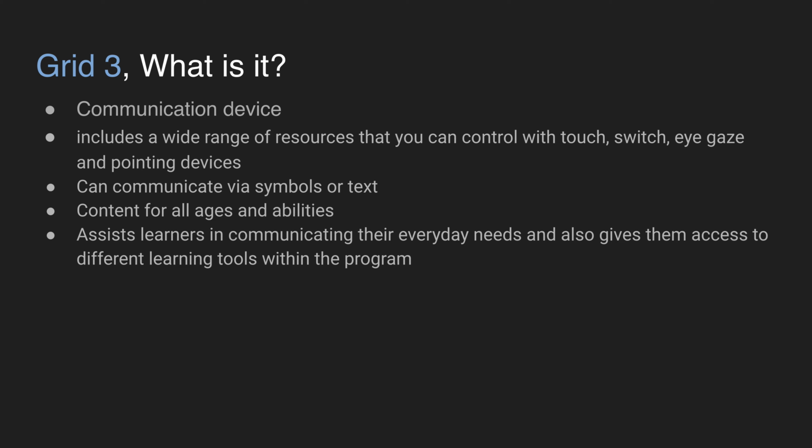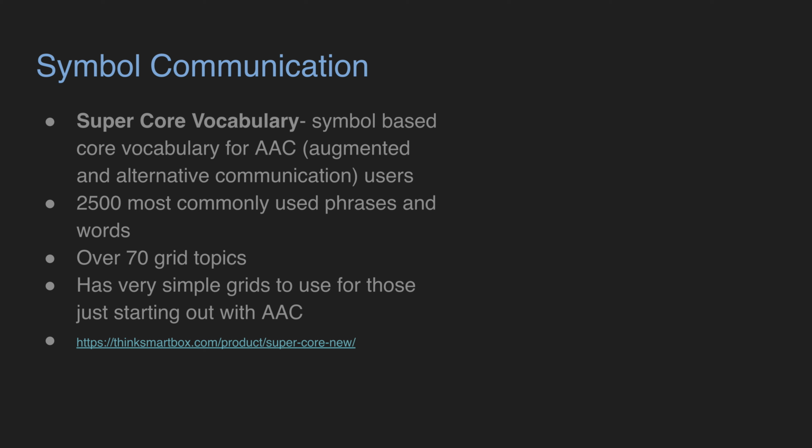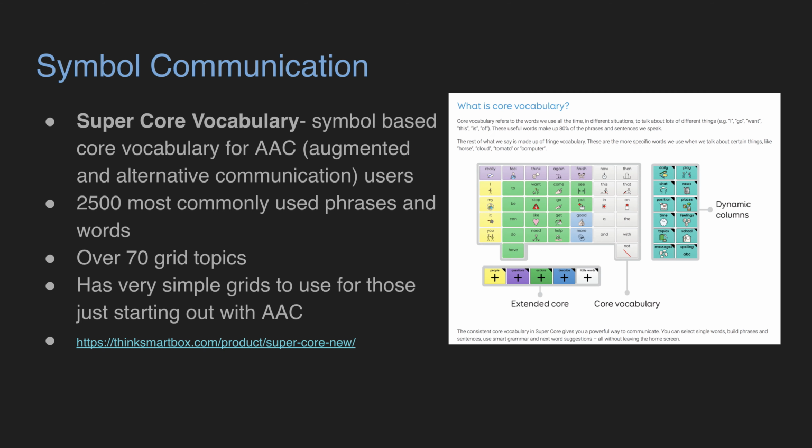There's different content and range for all ages and abilities, so you can really manipulate the program and individualize it per student. It assists learners in their communication through everyday needs, but it also allows them to access different learning tools inside the Grid 3 programming. One of the great things about Grid 3 is that it offers symbol communication. Through the symbol communication, there's something called super core vocabulary.